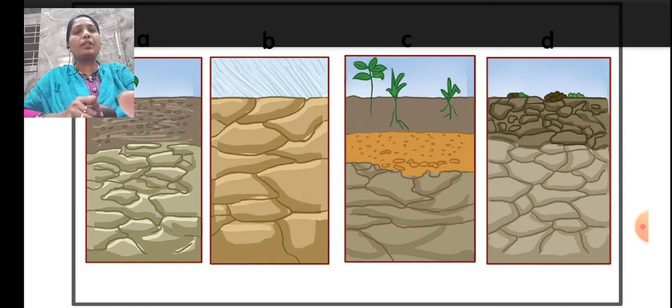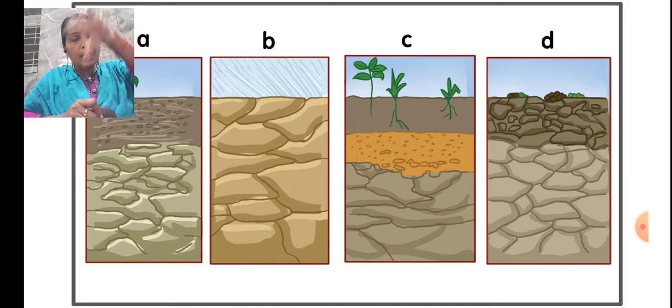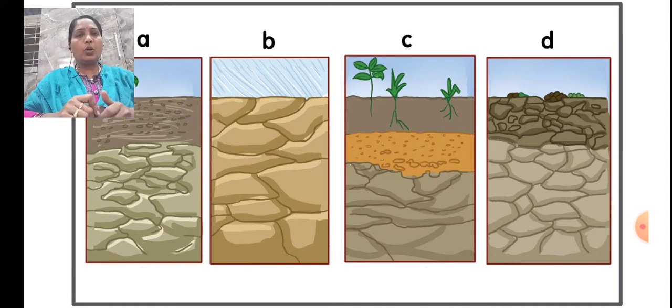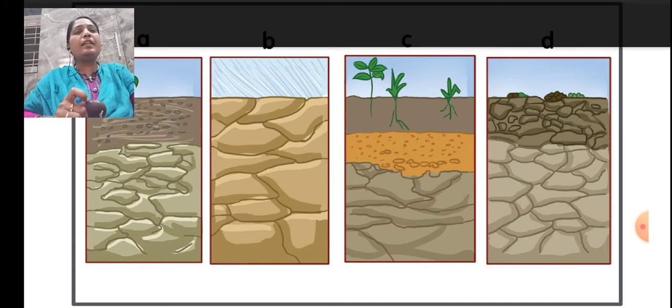So these rocks get broken because of the heavy rain. This heavy rain falls on these rocks, and continuous rains put pressure on the rocks and they get cracks in them, and later they break into small pieces like gravel, and slowly organic matter forms. You can see in picture D, organic matter started forming.